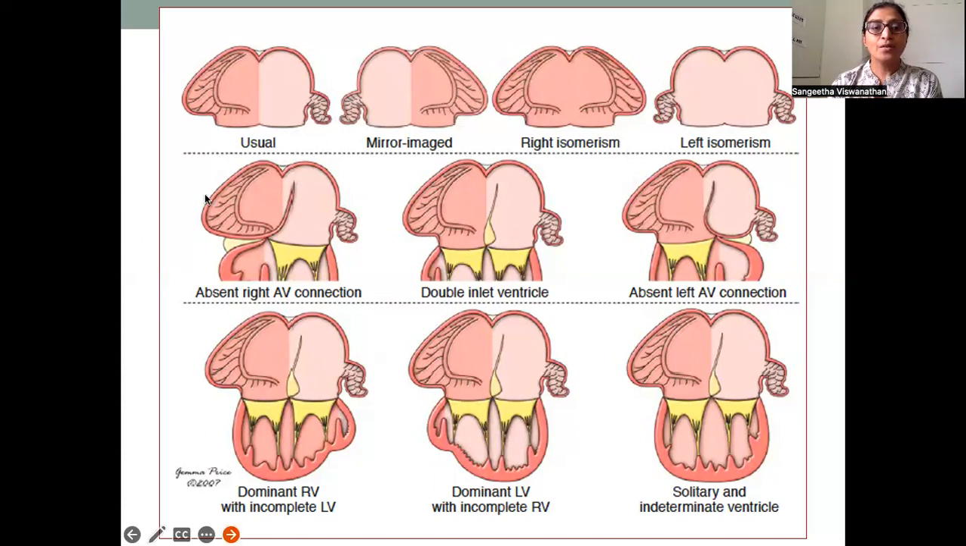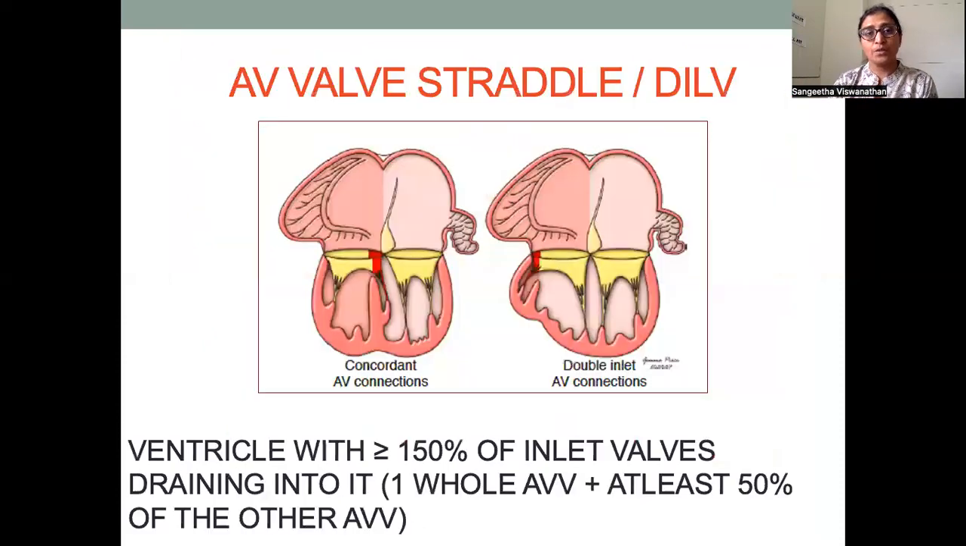exist, okay? So here you have an illustration of an absent right AV connection. Here you have a double inlet type of connection. Here you have an absent left AV connection. So you have an absent right AV connection, absent left AV connection. Okay, and even the ventricles, you can have a dominant right ventricle, you can have a dominant left ventricle, and then you can have ventricles where you can't determine the morphology. Okay, so we talked about double inlet, right? So here you see a typical double inlet ventricle.